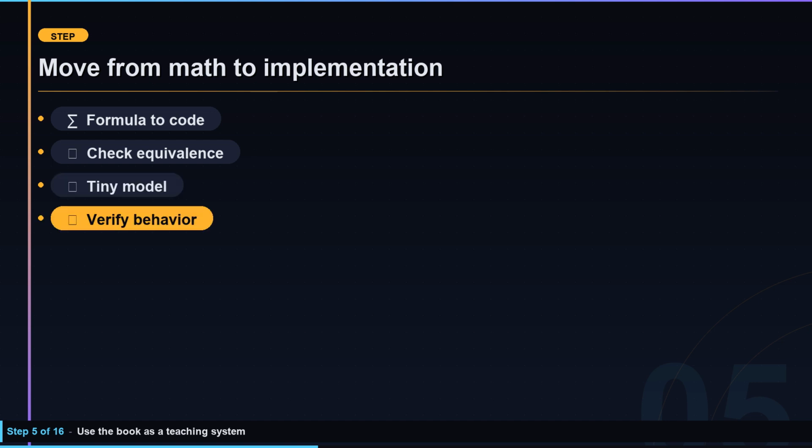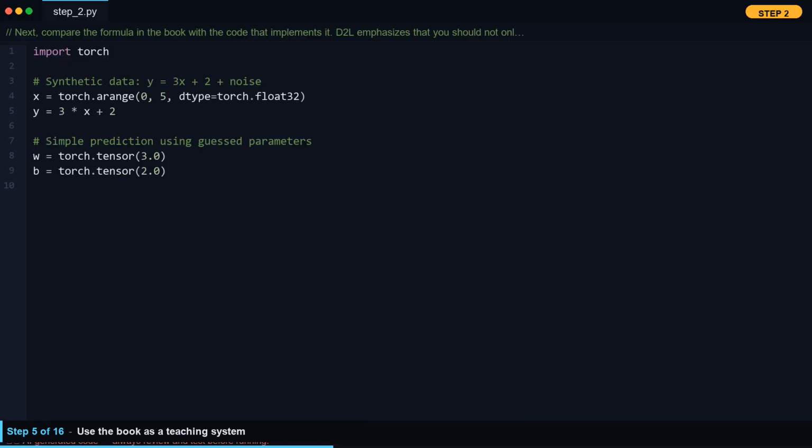Then the code guesses w as 3 and b as 2, runs the prediction, and checks whether the result matches the target. That simple check matters in production, because tiny implementation mismatches are a major source of silent bugs. A paper can look right while the code is wrong. The safest habit is to pair each equation with a runnable example, not treat the notebook like a read-only textbook.